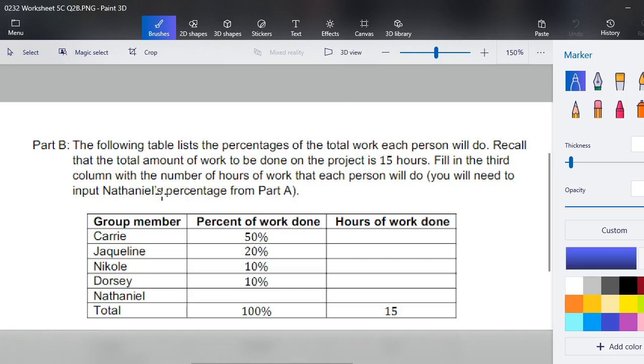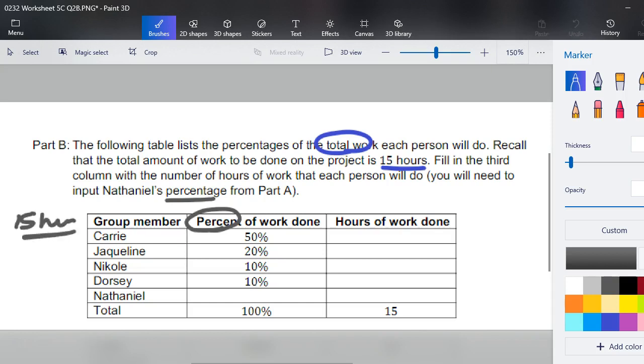The following table lists the percentage of the total work that each person will do, and recall the total amount of work to be done on the project is 15 hours. Fill in the third column with the number of hours that each person will do, and you're going to need to put in Nathaniel's percentage. So here are the weights.